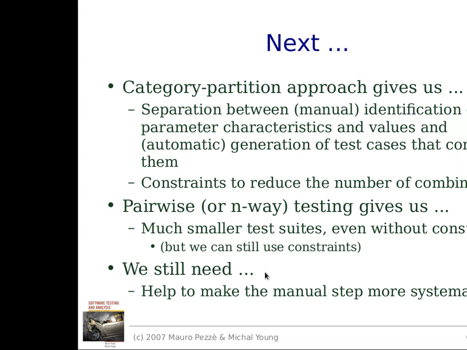All right, so I talked about category partitioning, which was a very formal way to go about it, and pairwise or n-way testing, which actually gives a systematic way to come up with test cases that hopefully are still going to cover the majority of what we need. Now we still need to come up with a manual step to make this more systematic, so I'm going to pause here before we go into the next section.